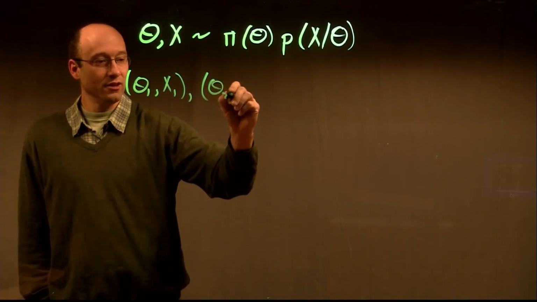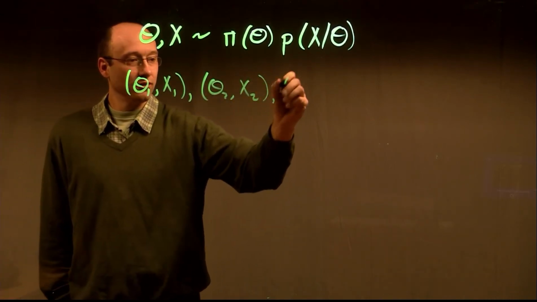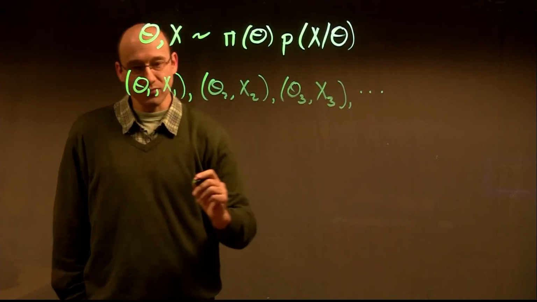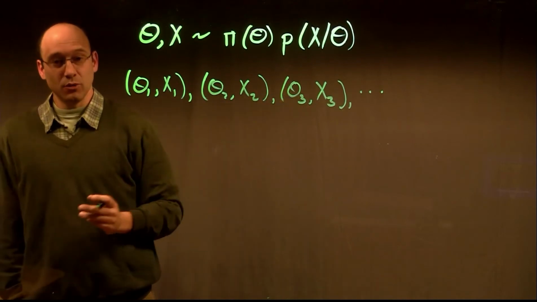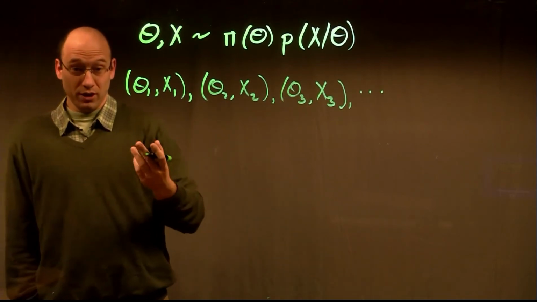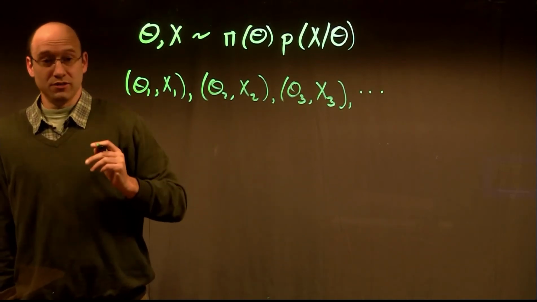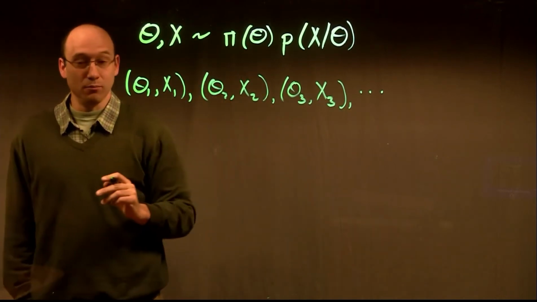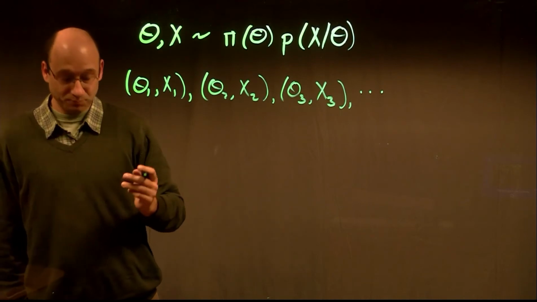Theta 1, x1, theta 2, x2, theta 3, x3, and so on. And if you look at this sequence of bivariate draws and ask the question such as, what is the marginal distribution of thetas from this sequence? Well, it's obvious. The marginal distribution of theta is simply pi.